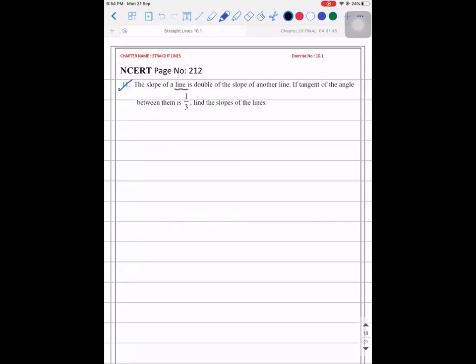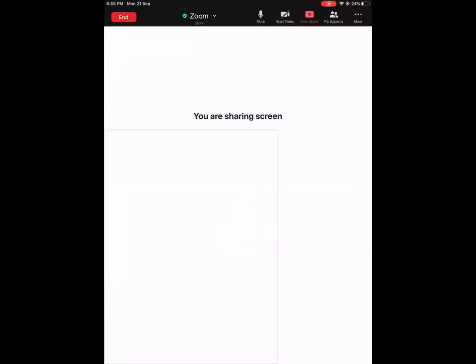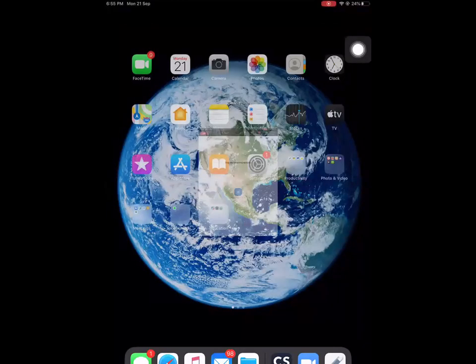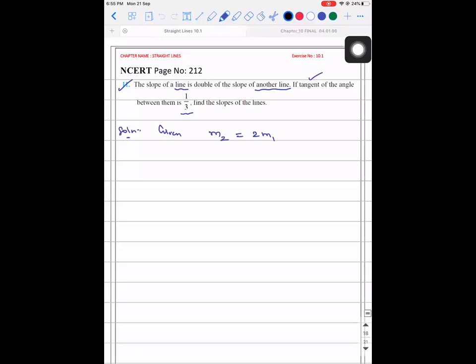The slope of a line is double the slope of another line, that is m2 is equal to 2 times m1. If the tangent of the angle between them is 1/3, find the slope of the lines. So what are they saying? Tan alpha between them is 1/3. Find m1 and m2. So how I'm going to do this: let m1 be m, m2 will be 2m.